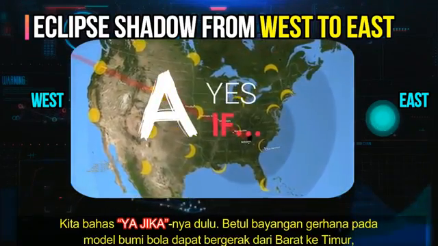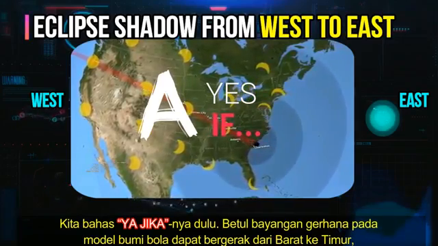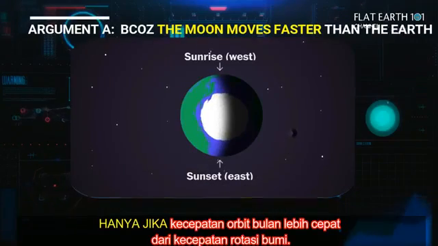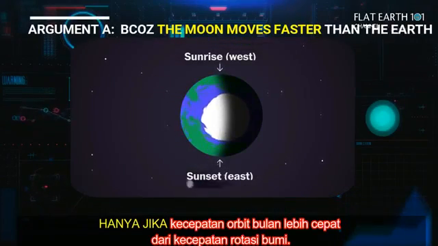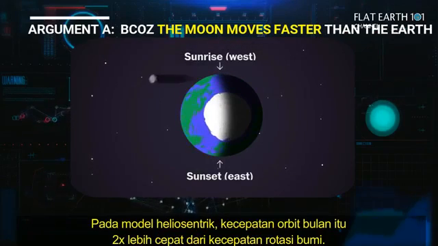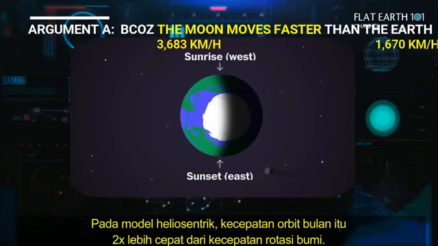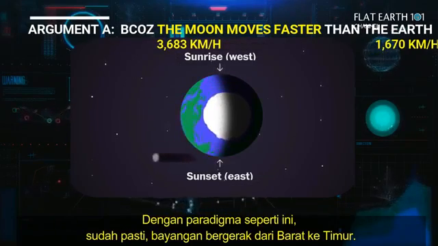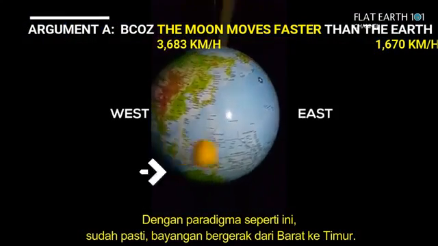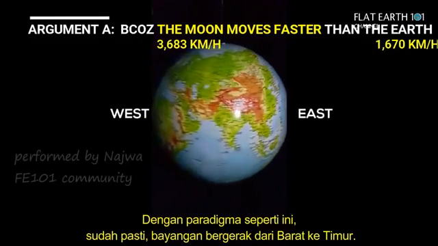Yes, the eclipse shadow on the globe model can move from west to east only if the Moon's orbital speed is faster than Earth's rotation speed. In the heliocentric model, the Moon's orbital speed is twice as fast as the Earth's rotation speed. With this paradigm, for sure, the shadow will move from west to east.